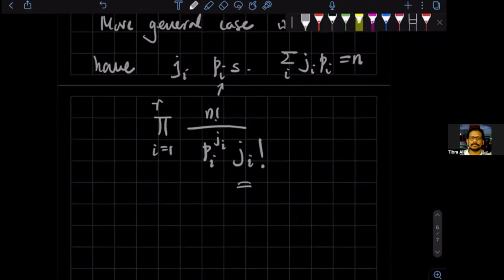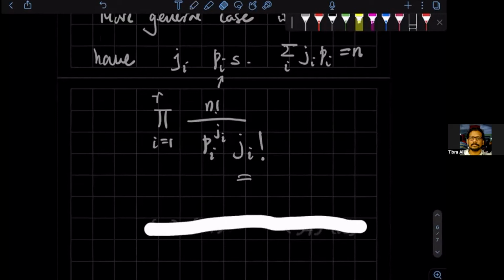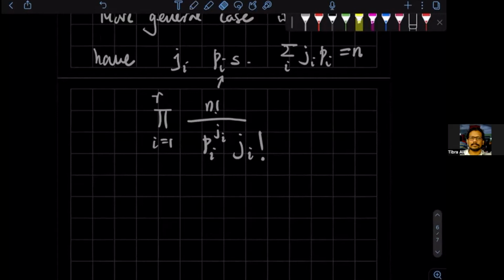Because if you have two cycles, say we have (1 2) and (3 4), we can also have, say, (3 4) and (1 2), right? But these two things are the same. So we have to divide by the number of possibilities there, which are equivalent. Okay.